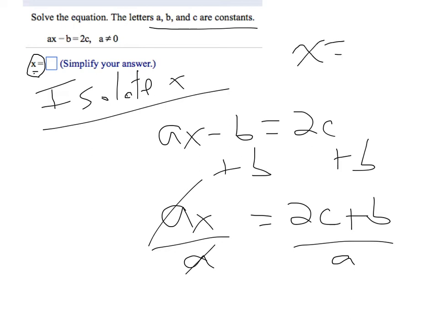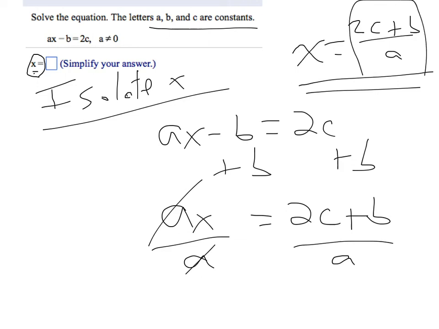I have done only things to both sides at the same time. So I have added b to both sides, and I've divided both sides by a, so I've maintained doing the same thing to both sides. And after I've done that, then my equation says x equals, it has x isolated on the left-hand side. So that's the solution to the equation.